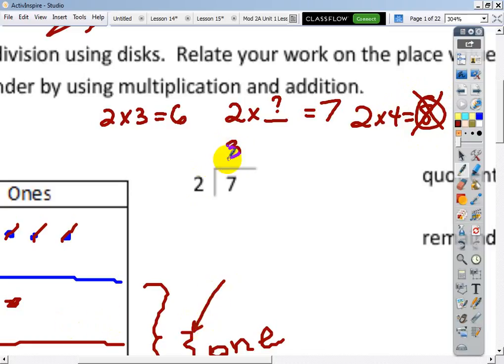I'll put the 3 on top. Okay, cool. So how many 2's are in 7? 3 of them. 2 times 3 is 6. Awesome. Put the 6 underneath it.